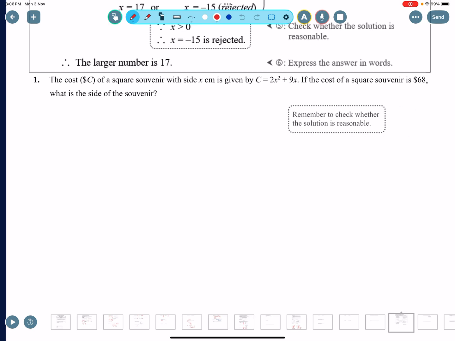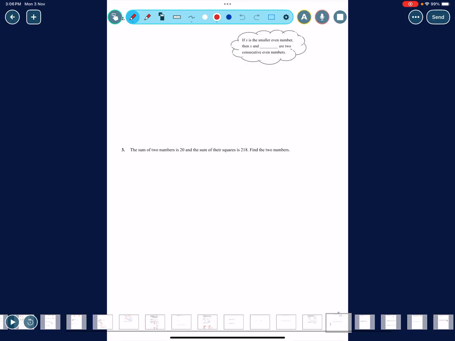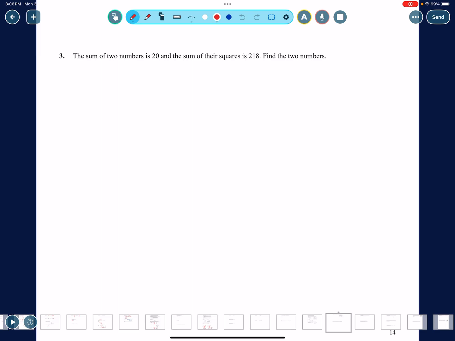I will do the challenging one, so we can straight up target what you have to do from the very scratch. The sum of two numbers is 20 and the sum of their squares is 218. Find the two numbers. We're going to make use of this to represent the two numbers in terms of x. Let x be the smaller number.